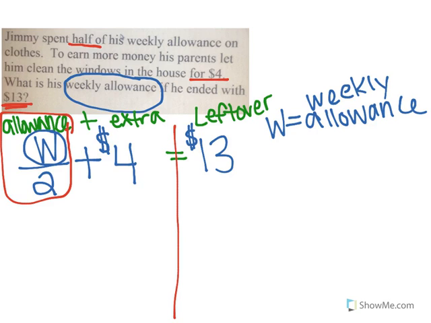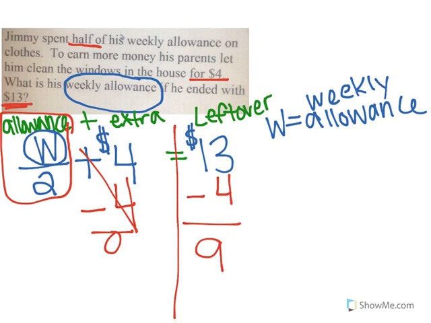It's on the same side as the variable, so I want to cancel it out and make it equal 0 by minusing 4 and doing the opposite operation. That's really going to equal 0. And whatever you do to one side, you need to do to the other. So 13 minus 4, that's going to bring me to 9. At this point, I'm going to bring down my W over 2.